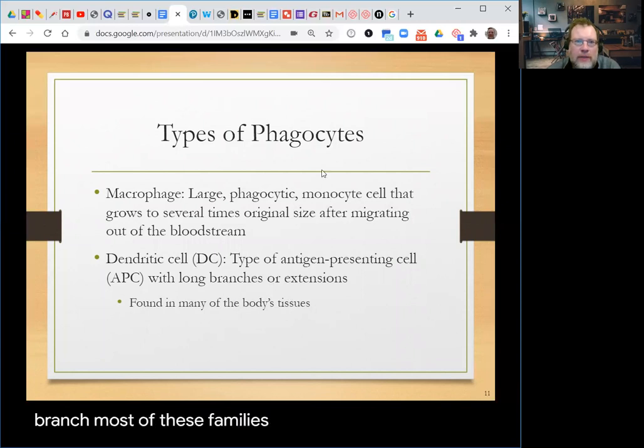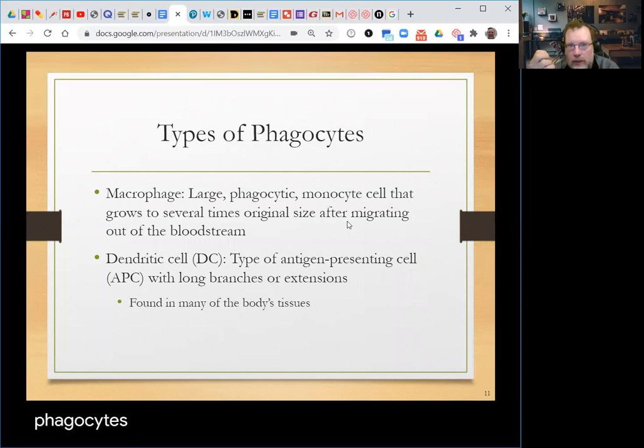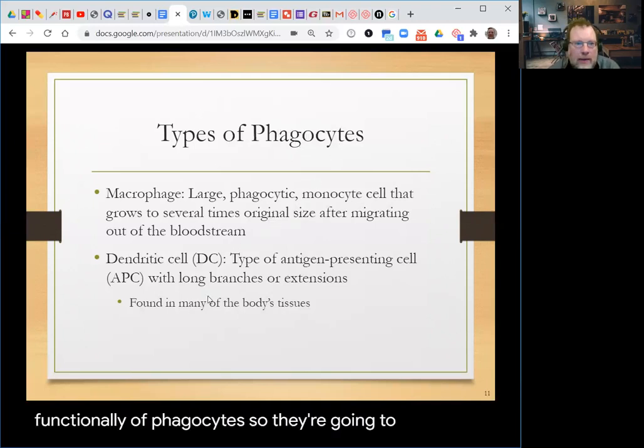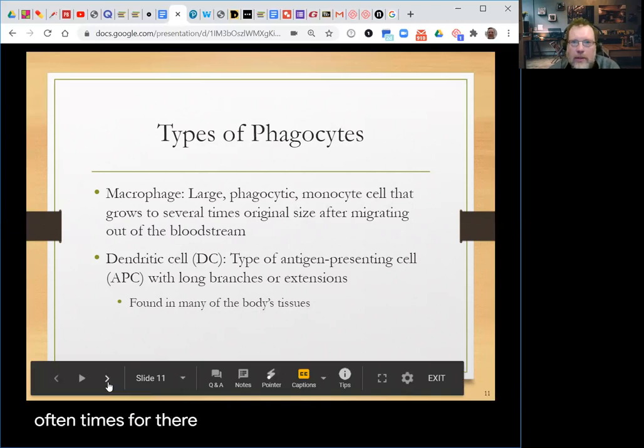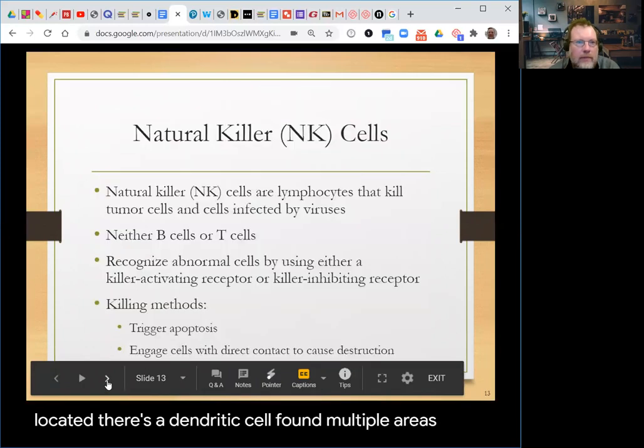Most of these phagocytes are named for where they're located. So phagocytes generally live in specific areas. There are some differences structurally and functionally of phagocytes. So they're going to be named oftentimes for their appearance or where they're located. There's a dendritic cell found in multiple areas of the body.